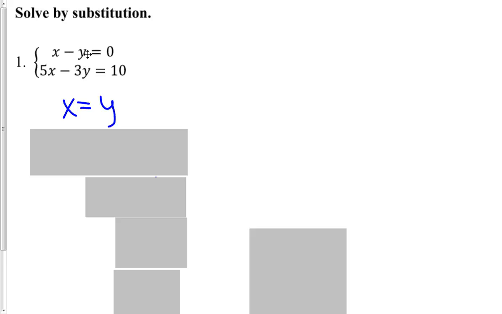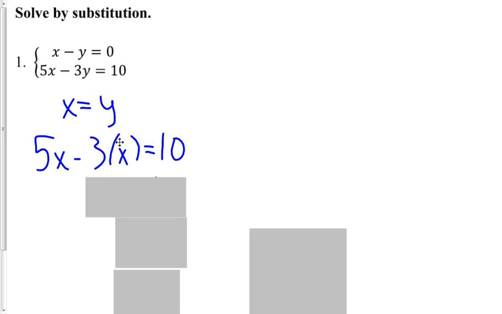In this case, x minus y is 0, so adding y to each side, we get x equals y. And then plugging that in for y over here, we get 5x minus 3x, and again we're substituting with parentheses, equals 10. 5 minus 3 of x is 2 of x.